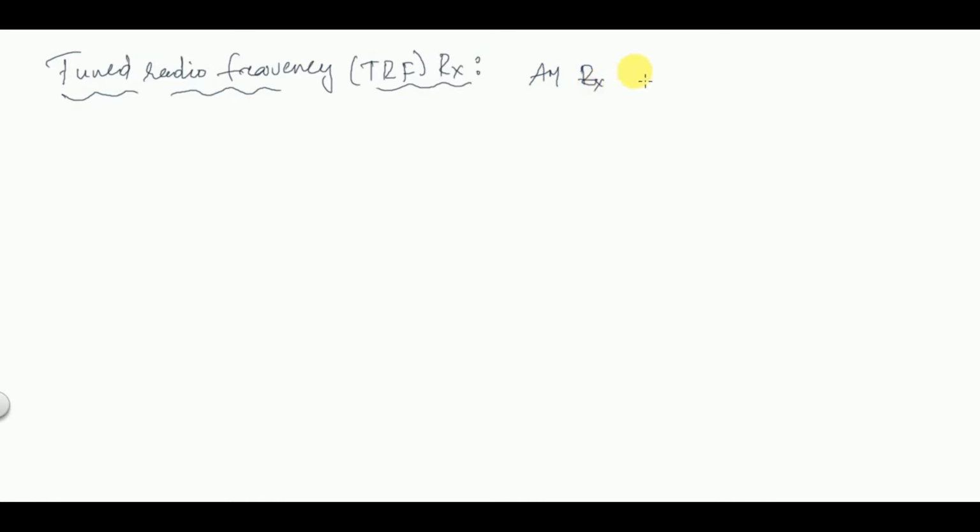So AM receivers are of two types. One is the TRF receiver, that is the tuned radio frequency receiver, and the second is the super heterodyne receiver, which is the most widely used receiver. I'll explain that when I explain this concept. I'll explain the TRF receiver in this video, and I'll also explain what the disadvantages are in that TRF receiver.